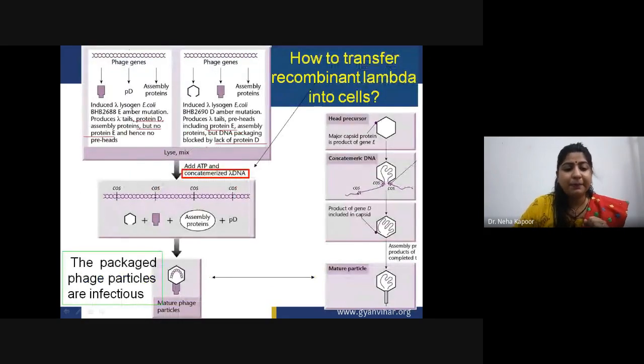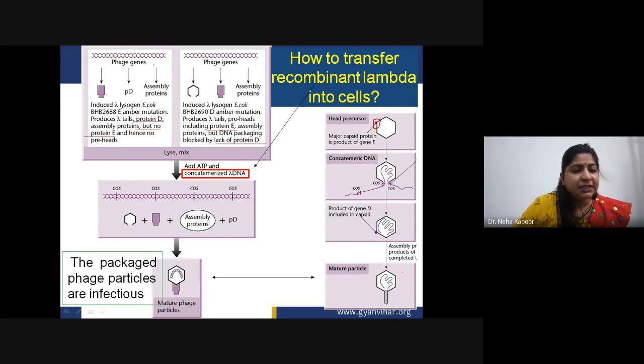Suppose this is the phage gene, this is the head precursor. The major capsid protein is a product of gene E. We require that. We need to have a concatemeric DNA, that means it shall have cos site regions. Then the product of gene D is included in the capsid also, so that this complete concatenated DNA is enclosed inside this mature phage. Suppose these are the phage genes.